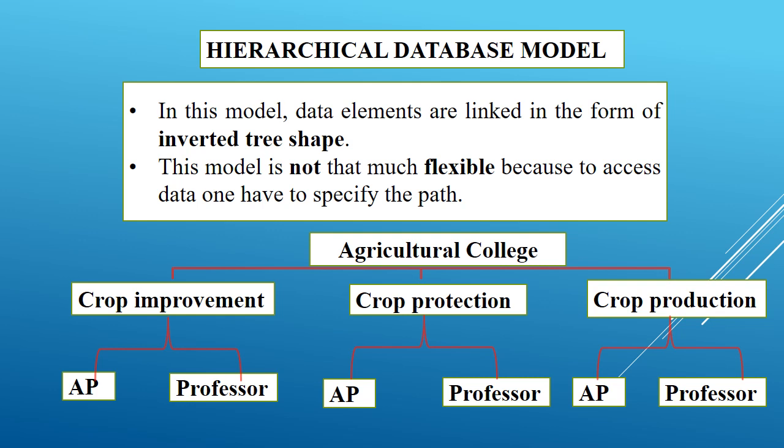In each department there is AP, assistant professor, and also professor list. This type of arrangement is called hierarchical database model. The data elements are linked in the form of an inverted tree shape. This model is not flexible, because if you want to find the professor in crop protection department, you have to go through agriculture first and then crop protection, and only then can we go to the professor. We cannot directly go to the professor name.